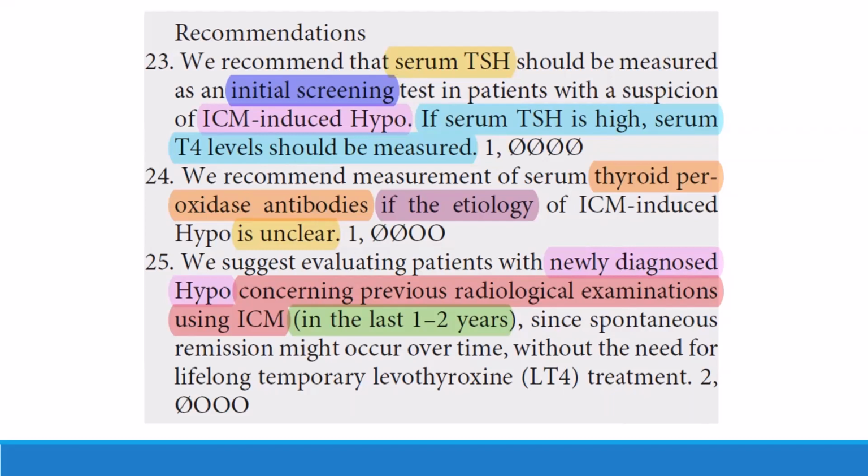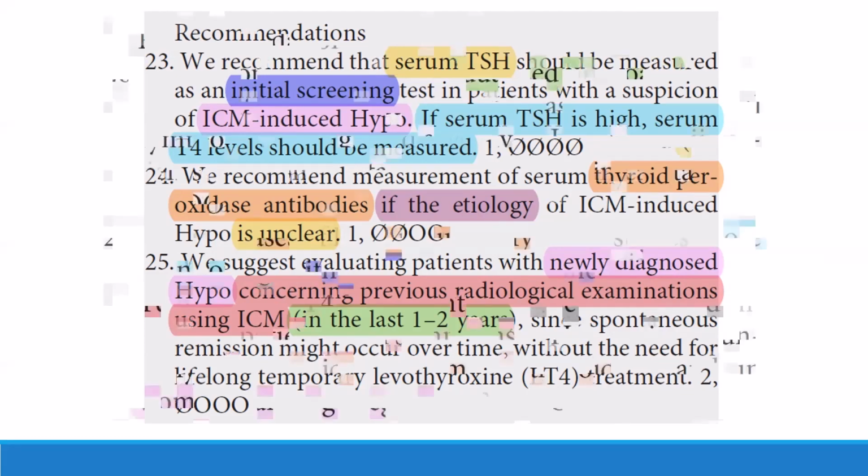In a case of newly diagnosed hypothyroidism, consider previous radiological examination using contrast media in the last 1 to 2 years. This is very important. So, the contrast media can affect thyroid status by causing hypothyroidism even for 1 to 2 years after the contrast media. And in this situation, spontaneous remission might occur over time without the need for lifelong levothyroxine treatment.